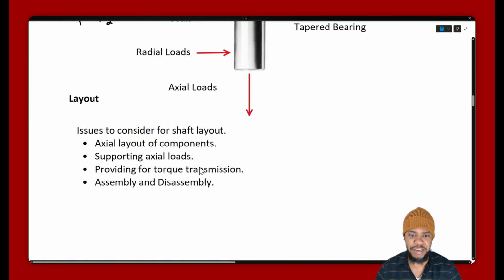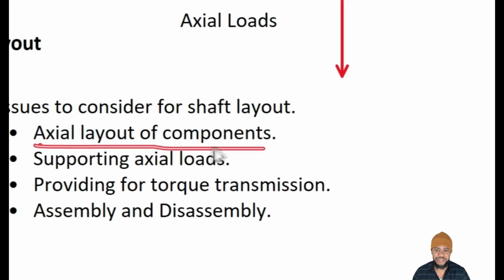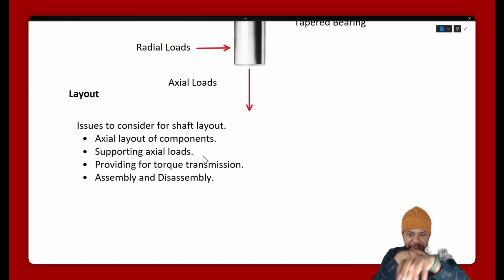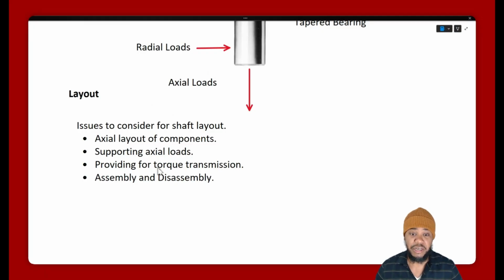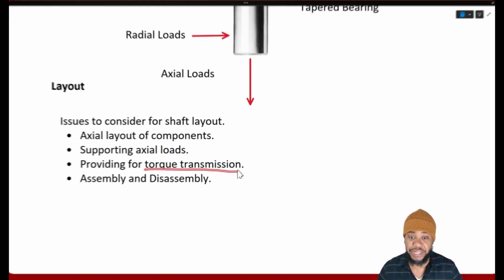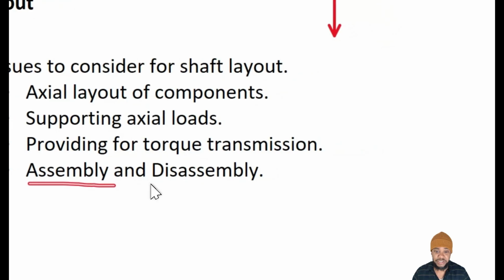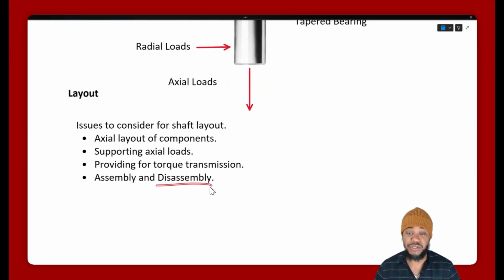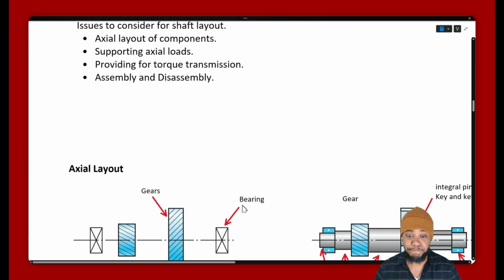Now, the layout of shaft designs. Issues to consider for shaft layout is the axial layout of the components, how they are spaced and aligned along the shaft, how we support axial loads that are transmitted along the shaft, how we are transmitting torque, transmitting power from the shaft into other components, and then also can we actually assemble and disassemble our shaft? So if we have, say, a bearing that wears out, we can replace it. Or if a gear wears out, how do we disassemble and replace that component?